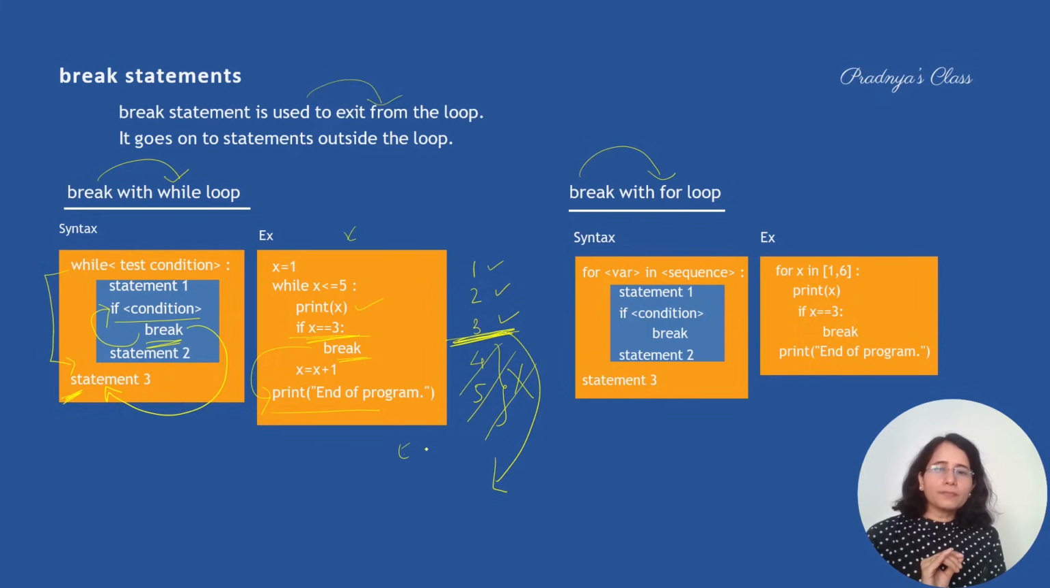After printing the values till 3, we will not print 4 and 5, and we will get the message end of program. Similarly, we can use this break statement with the for loop also to come out of the loop. So here also our output is the same. We are printing the values up to 3, and 4, 5 are not getting printed. The only difference is we are using a for loop. Here I have used for x in 1 to 6. 1 to 6 means we will get the values 1, 2, 3, 4, 5. So with the for loop, the code is the same.